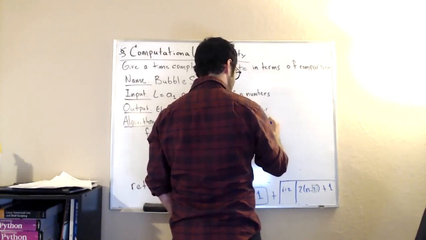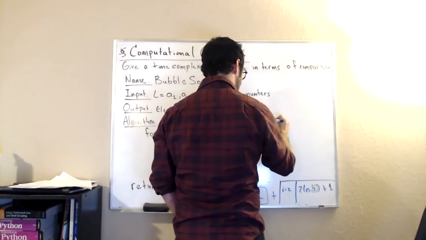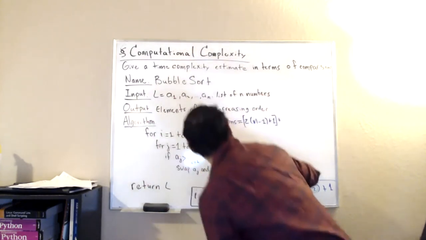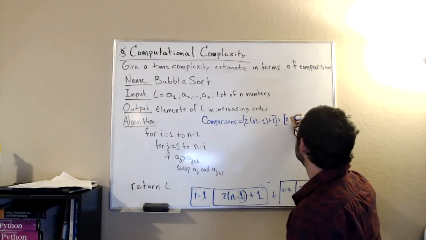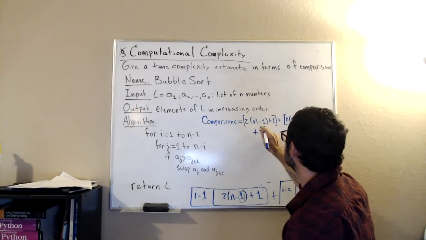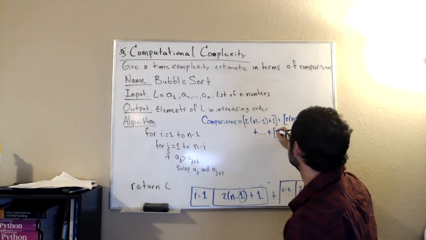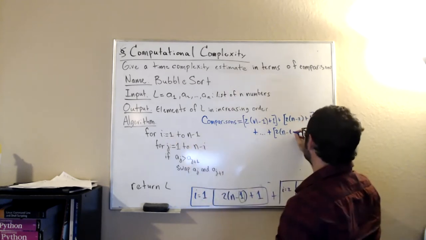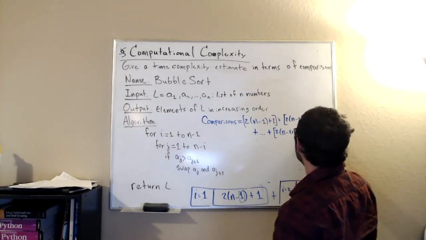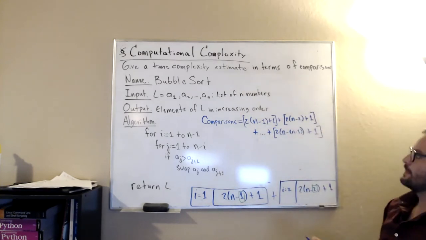2 times n minus 1, plus 1, plus 2 times n minus 2, plus 1, plus dot dot dot, plus 2 times n minus the very last I, which is n minus 1, plus 1.